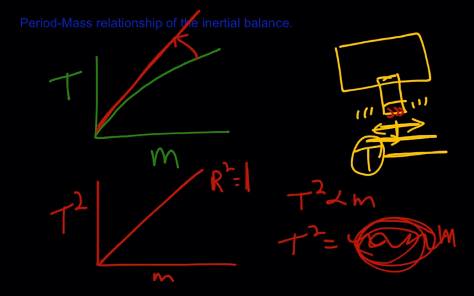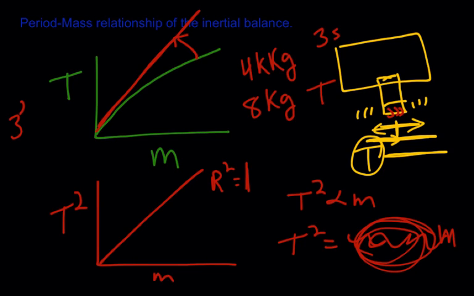So in your E-Lab you might have a problem that says something like 4 kilograms was put on the inertial balance and had a period of 3 seconds. Then the question is, what would an 8 kilogram mass have? So you can set up a ratio here. I want to know what the period is for that. You could take the period squared, so like 3 squared over its mass, 4, right?